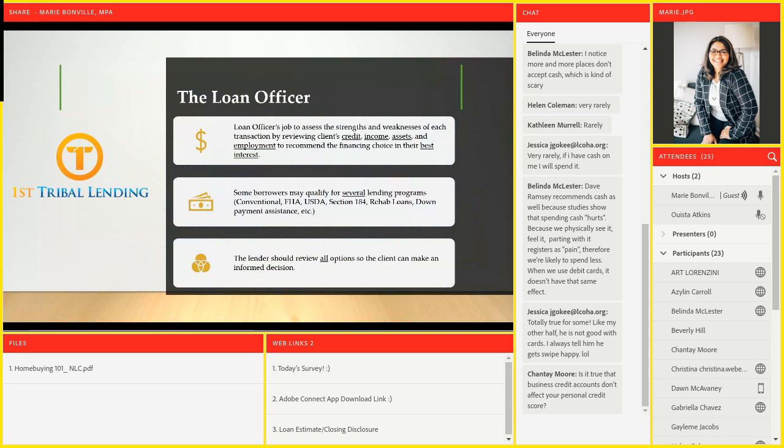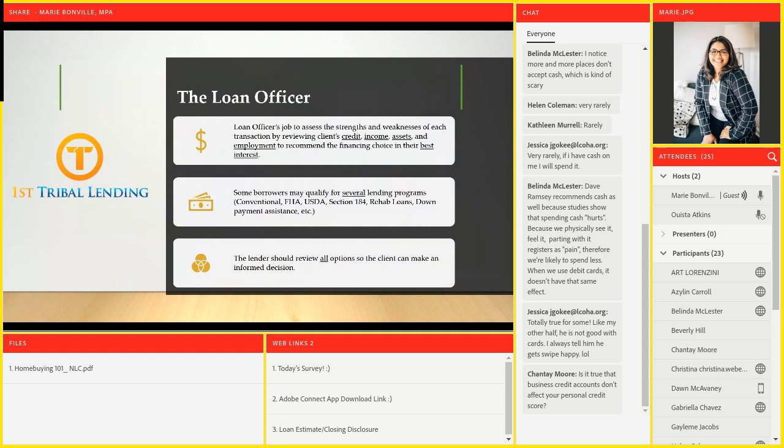The loan officer's job is to make sure that they're evaluating credit, income, assets, employment, all those C's of credit we talked about earlier. The other thing to note is that one borrower might actually qualify for different loans, right? So if you're a Native veteran, then the Native American Direct Loan is the one for you. There are others. Of course, you could go conventional. You could use Section 184. USDA is another one. There are so many different options. The lender helps you evaluate which one is the best for you and your finances.